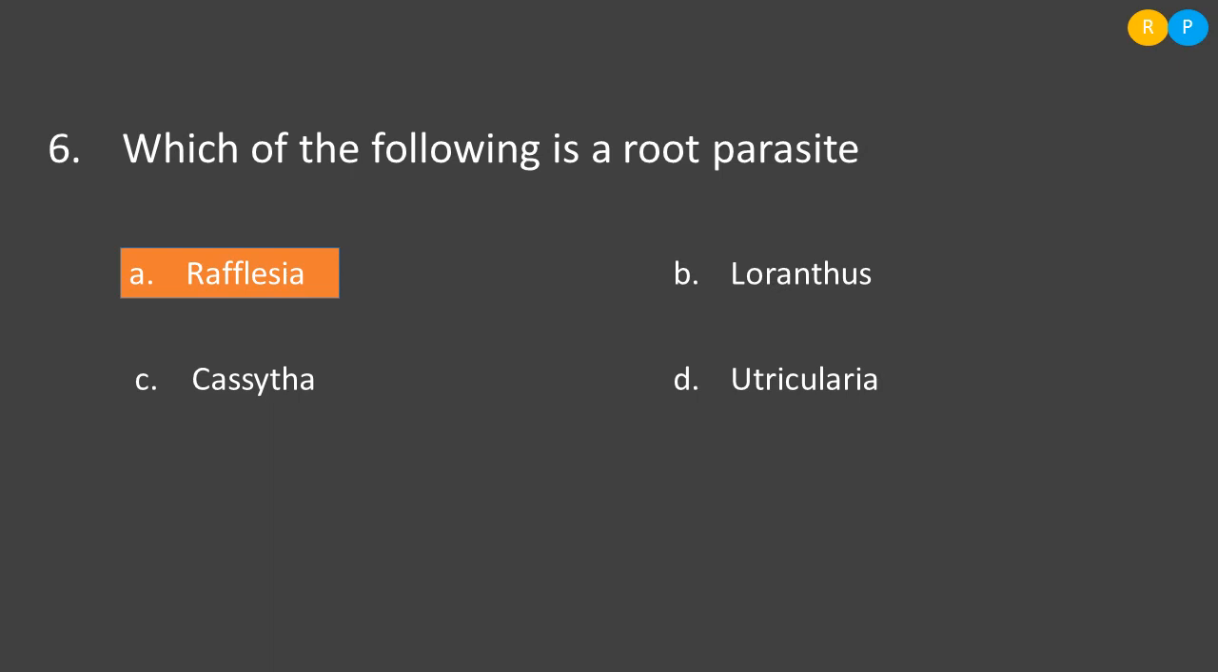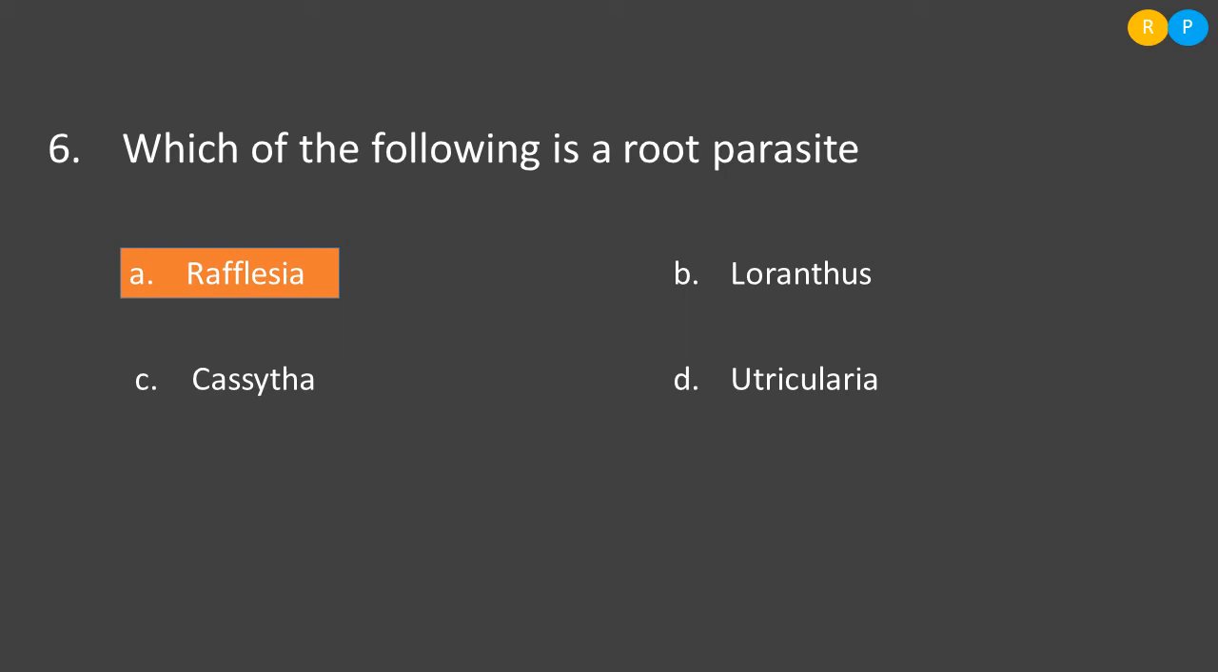Then the sixth question: which of the following is a root parasite? Parasitic organisms or plants depend on another plant completely, because they do not have photosynthetic pigments to prepare their own food material, so they are completely dependent on another plant for getting food. Clear. So let us see the options.